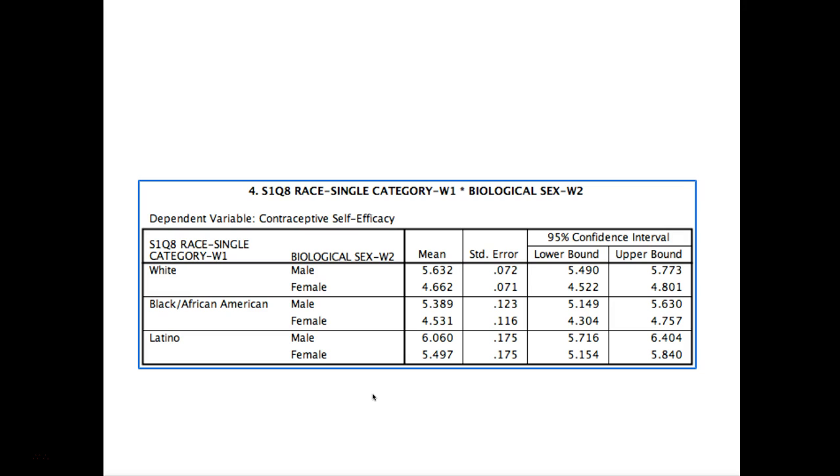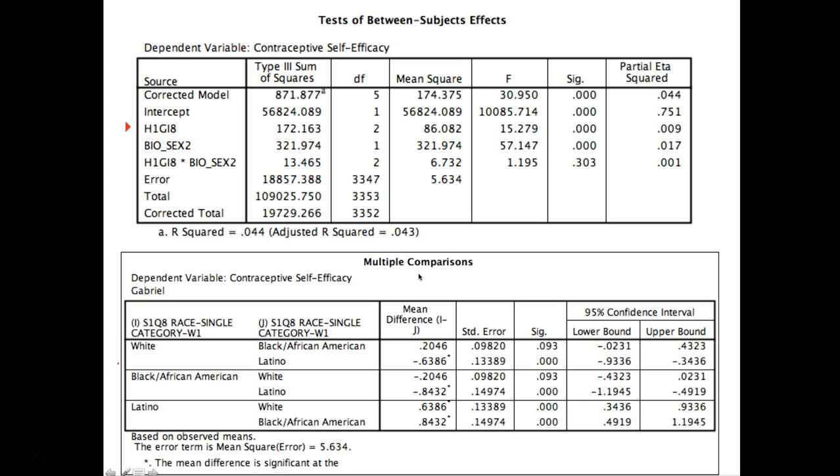So this is crossing the variables. This is the same thing that we looked at in that little table that I showed you. So we have the mean and standard error in this situation for white males, white females, Black or African American males, Black or African American females, Latino males, Latina females. And so essentially what the ANOVA is doing is allowing us to compare all 6 of these groups, the factorial ANOVA. So here are the results that we get.